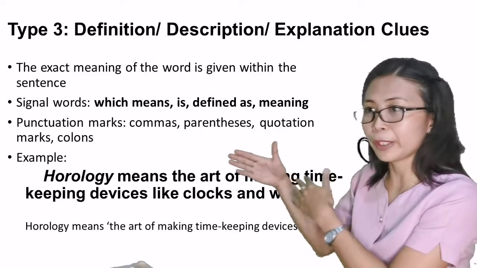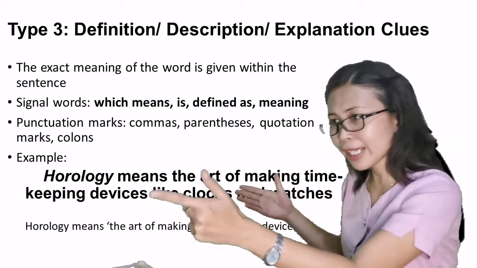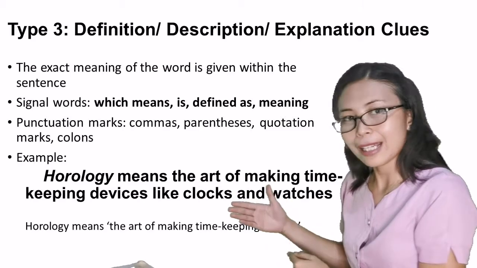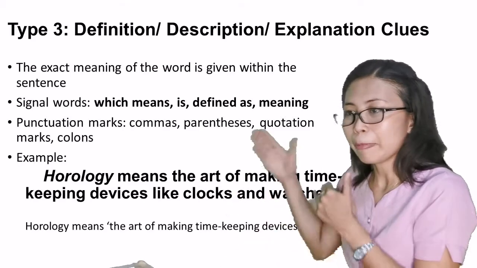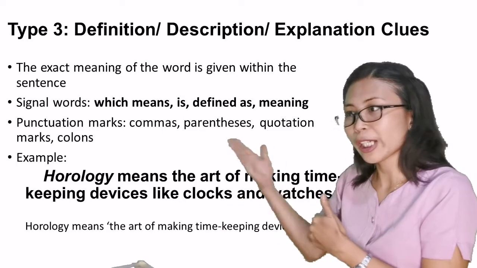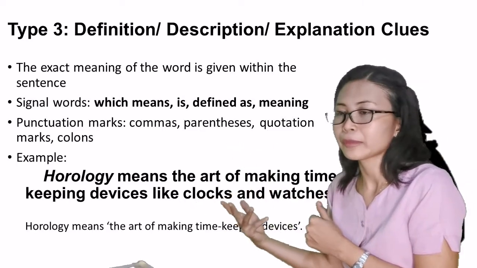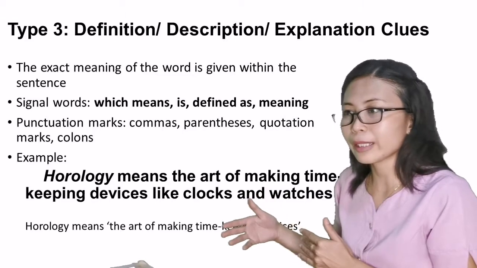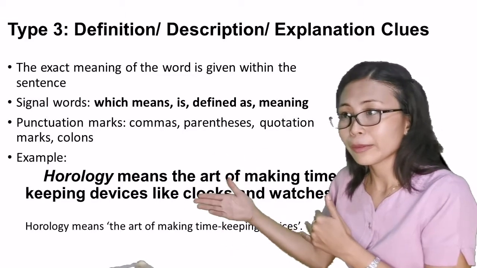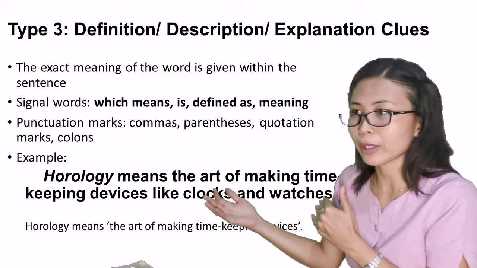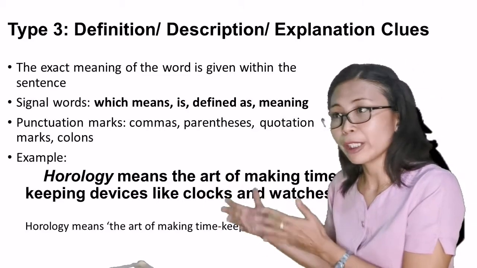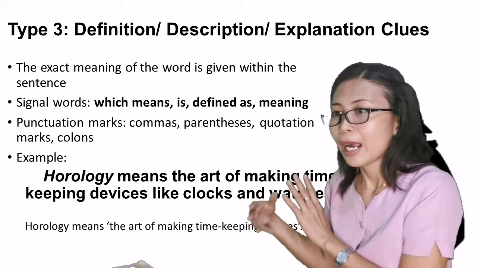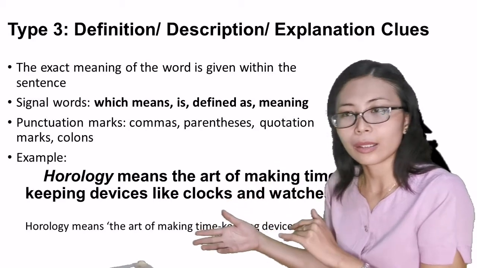And the signal words we use are: which means, for defining something or describing; is definitely, for describing; defined as, definitely for defining; meaning, is also for defining; which, is also for explaining; and other signal words. The punctuation marks we use most of the time are commas for explanation, for description and definition. Parenthesis is also for definition or description, and quotation marks and colons for explanation.